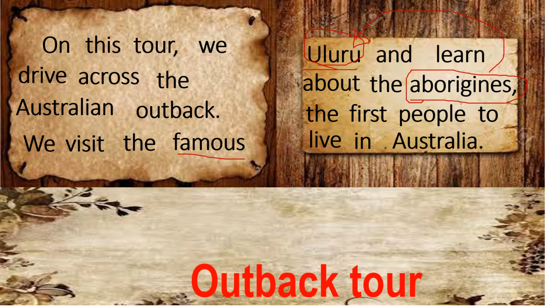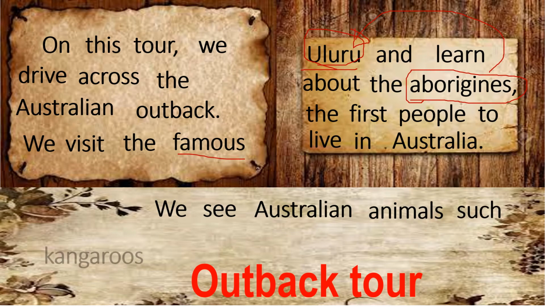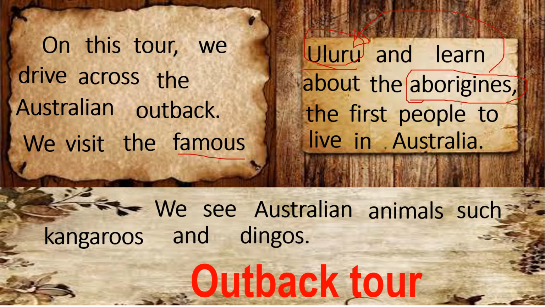Okay, class, so that's about Outback tour. We see Australian animals such as kangaroos and dingoes. So aside from the famous Uluru, we can see also kangaroos and dingoes. So that's about the Outback tour.